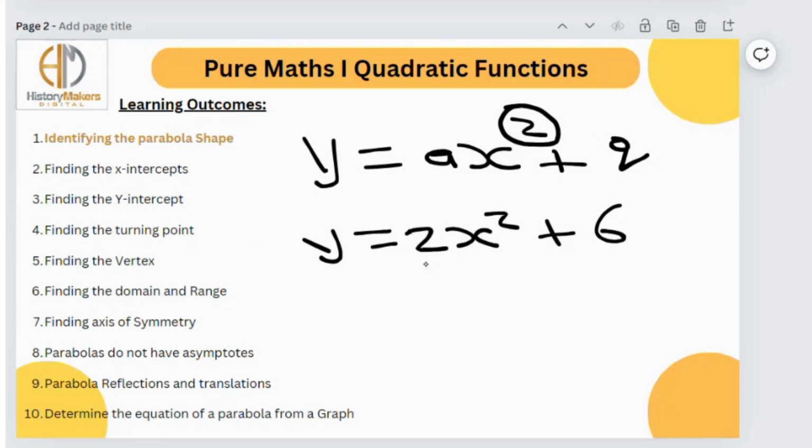Of key importance is that firstly, you will have your a. In this instance, it's a 2 in our real equation with numbers. Then you have a q, which is a 6. What this means is that when you see the first number being positive, you must always know it's going to give us a happy parabola in this shape, which is facing up, or opened up.